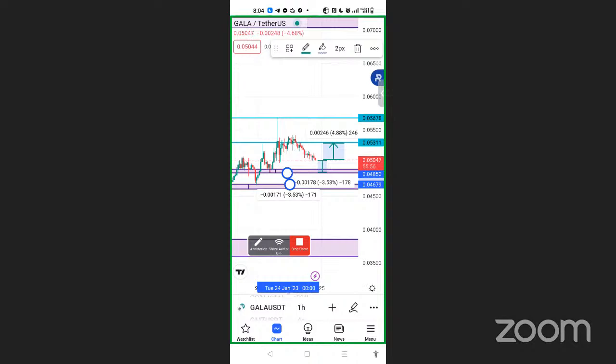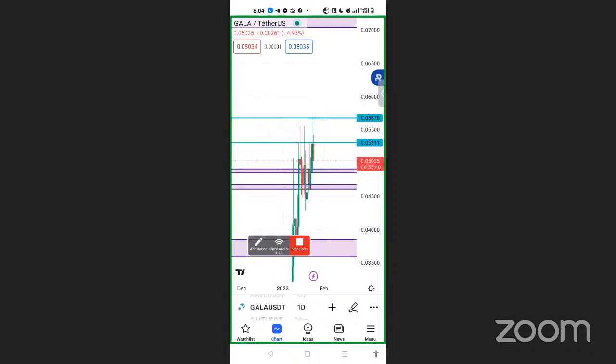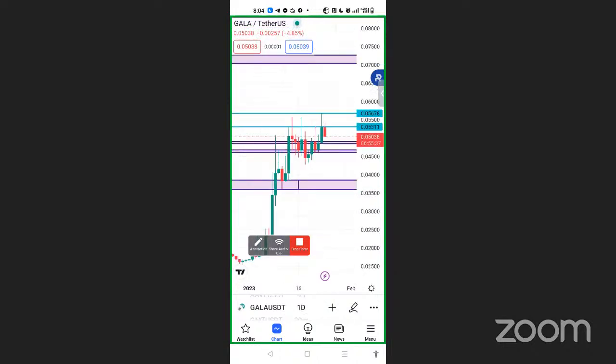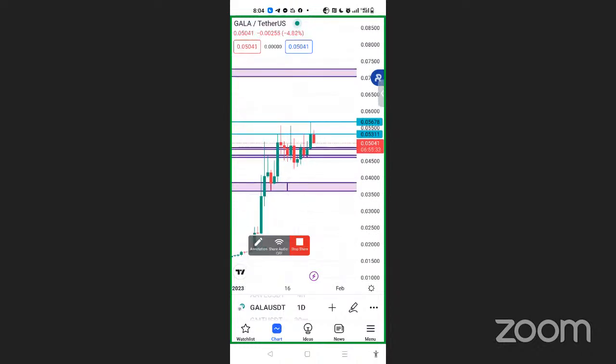But I personally believe it is not good enough when you have these support and resistance, although you could use them. You could make them better. How? I'll go back to the 1 day time frame. And here specifically, I'll add in another trend line.